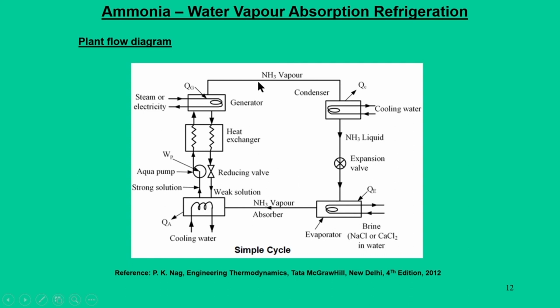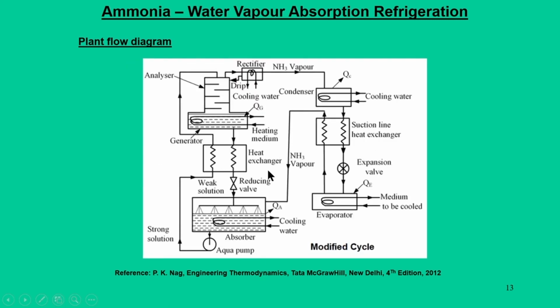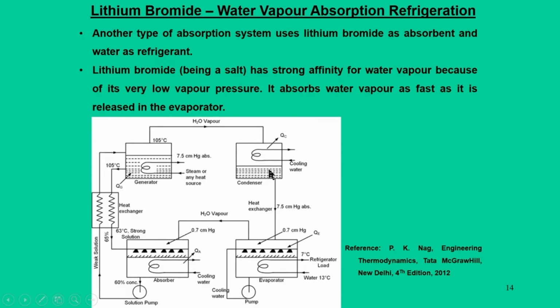So, the very basic bottom line is that only NH3 vapor goes into the refrigerant circuit. To improve the system efficiency, we have other devices like the expansion valve and reducing valve. Okay. This is another modified diagram of this.